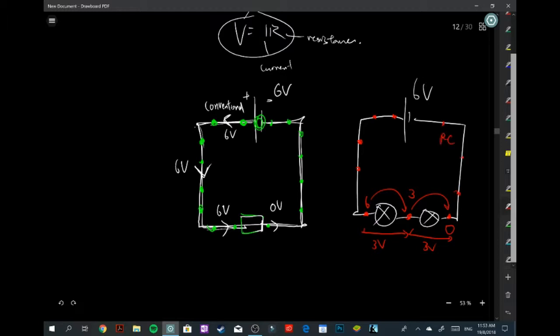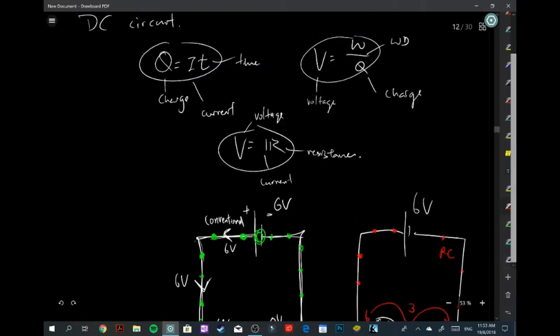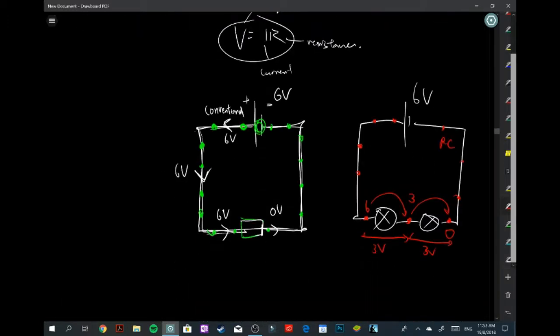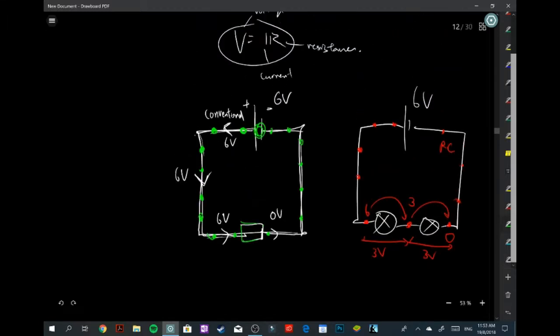So this is how a circuit works. You must know when the energy from the charge will be used. And over here we only talk about voltage, but what is current? Current is how fast this thing flows.